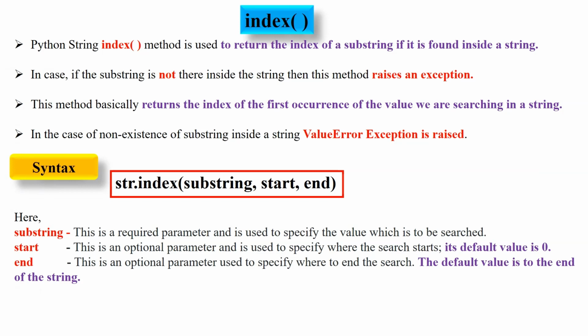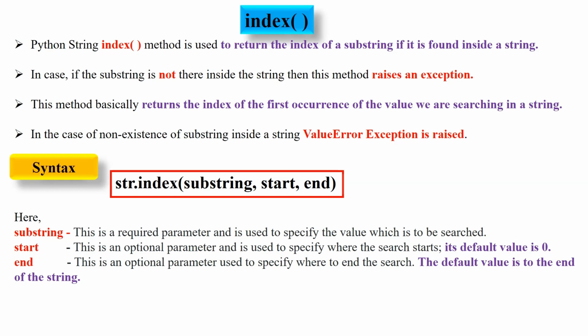Python string index method is used to return the index of a substring if it is found inside a string. In case the substring is not there inside the string, then this method raises an exception. This method basically returns the index of the first occurrence of the value we are searching for in a string. In the case of non-existence of the substring inside a string, an exception is raised. The syntax is str.index(substring, start, end).